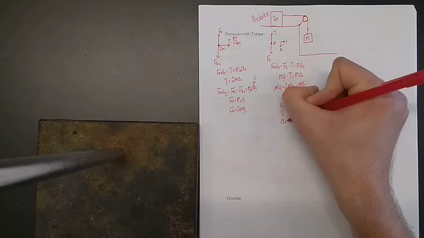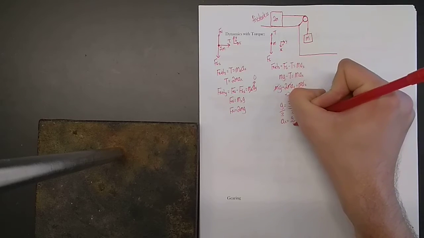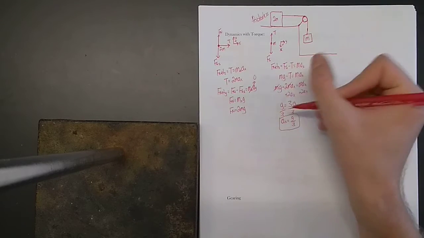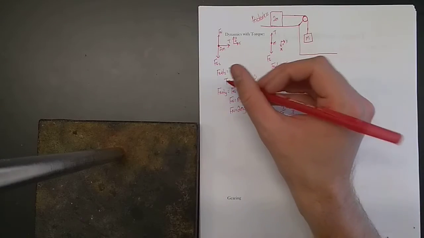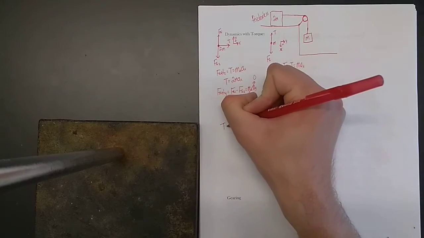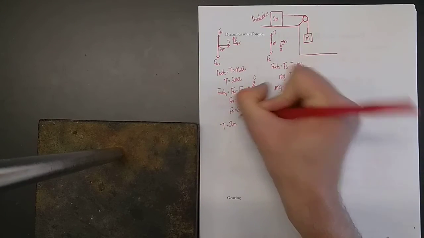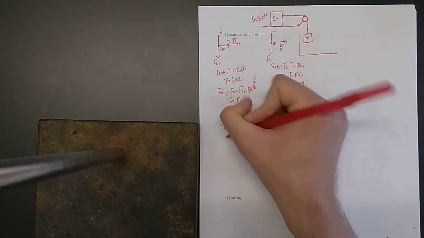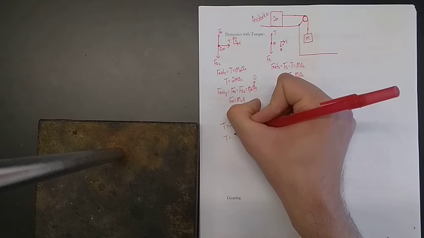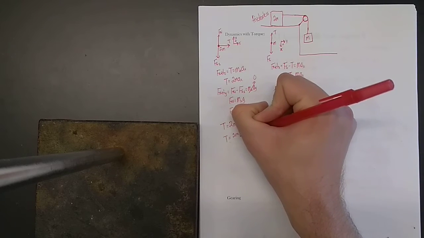I get a_x equals g over 3. So the acceleration of this object is 1/3 the size of the acceleration due to gravity. If I want to solve for the tension, I could plug that in very easily and get T equals 2m a_x, where a_x is g over 3. And I get that the tension in the rope is 2mg over 3.